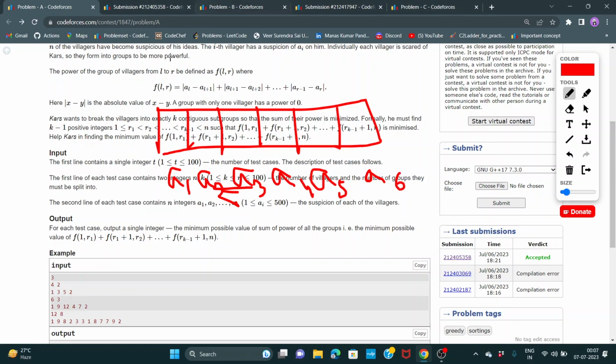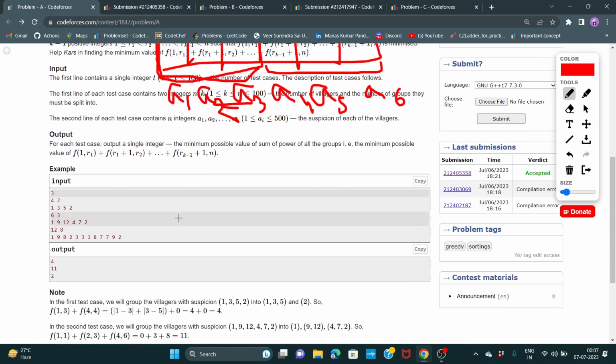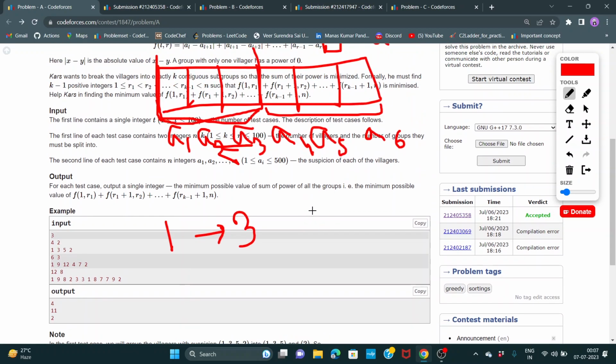Okay, so if I make a group from this portion, and let's suppose the k value is 2, so you have to build two groups. One group is from 1 to 3, and another group is from 4 to 6.